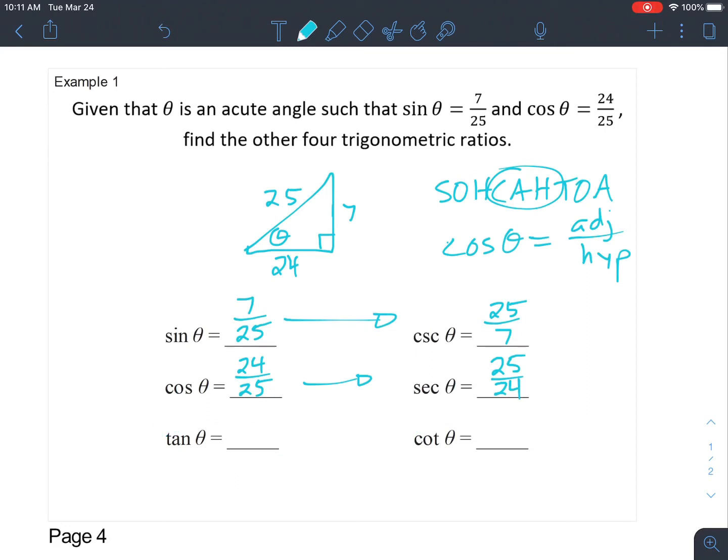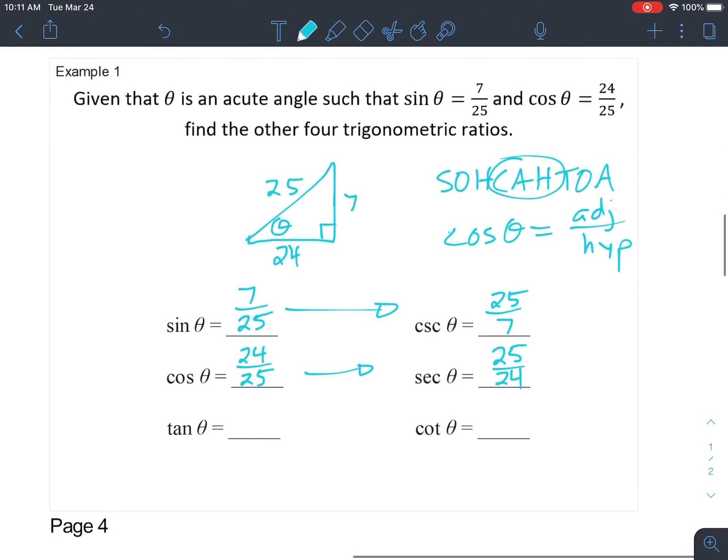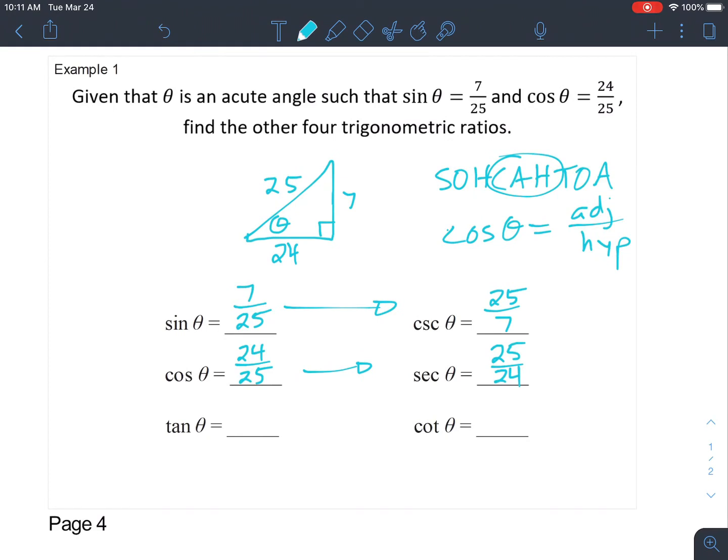The last ones that we have are tangent and cotangent. There's a couple ways that we could find tangent and cotangent. The first way is remembering that tangent is sine over cosine. And if tangent is sine over cosine, then we could make the fraction 7 over 25 divided by 24 over 25. The denominators are both 25, so we could cross those off. And that would leave us with 7 over 24.